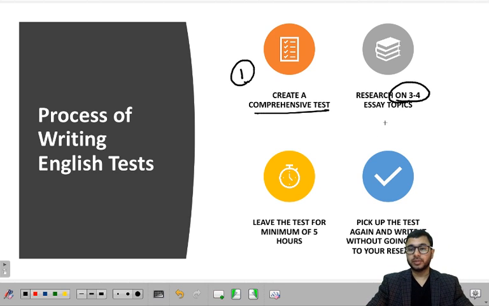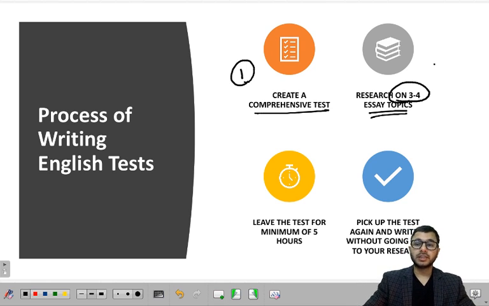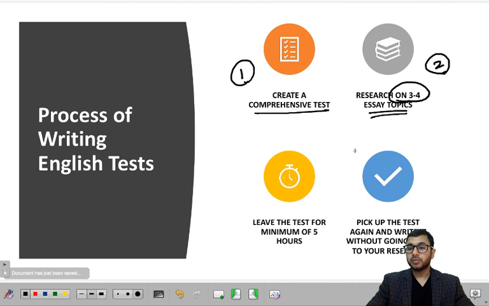Then carry out research on those 3-4 essay topics. All these topics are important for you, because a question can be asked according to your understanding. A question can be asked on any one. All these topics are important. So you carry out research on all these 3-4 topics, and then you leave the test.